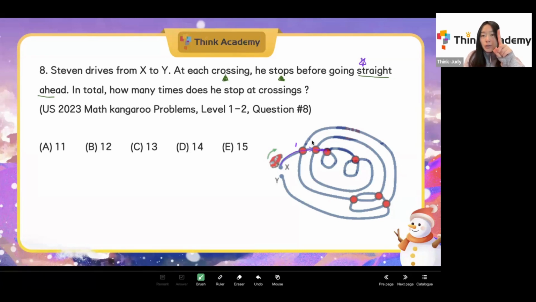I still go ahead, right? This is my second stop. And then we move on to this crossing. What does straight ahead mean? Straight ahead is not turning around, no matter how small the angle is, right?